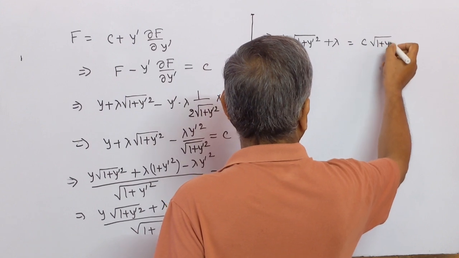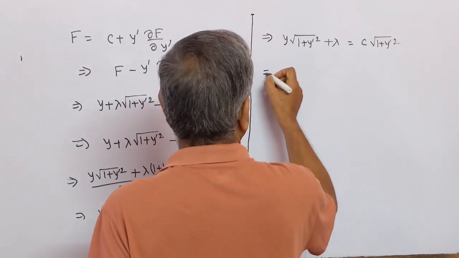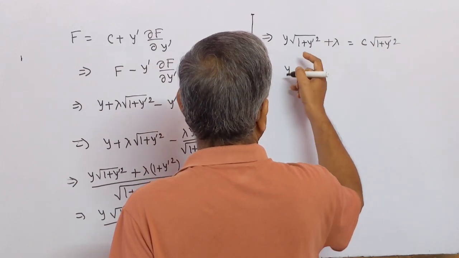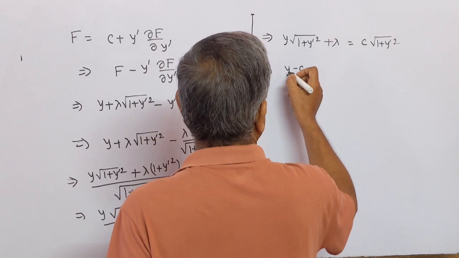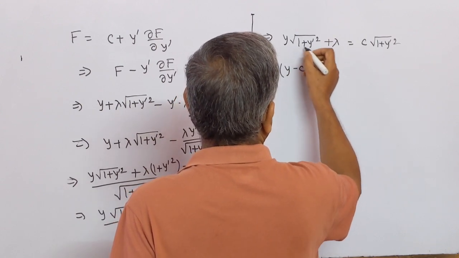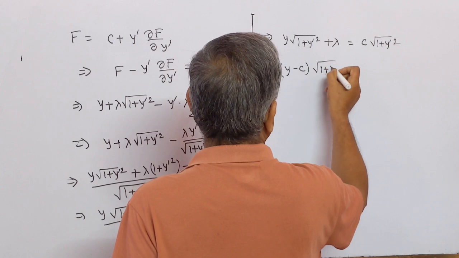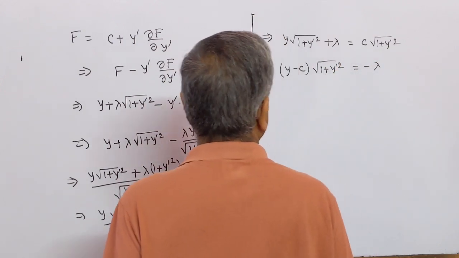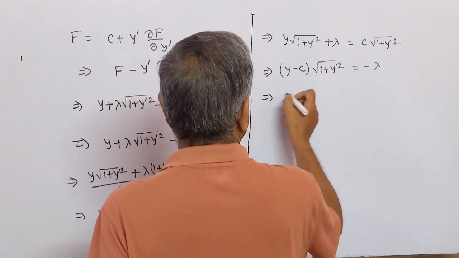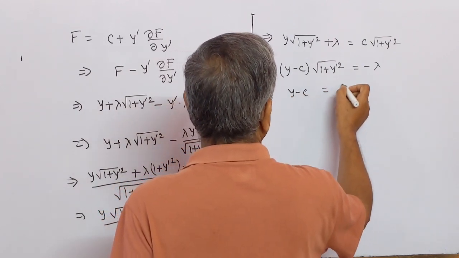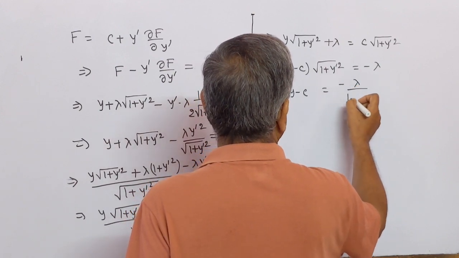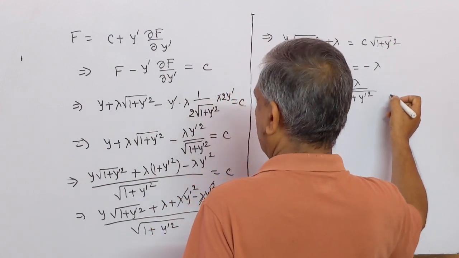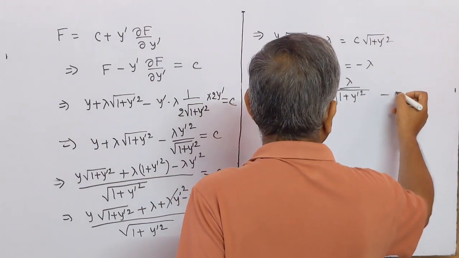implies that y, we take this left side minus c common, square root 1 plus y prime square equal to minus lambda implies that y minus c equal to minus lambda by square root 1 plus y prime square. Let this be number 7.